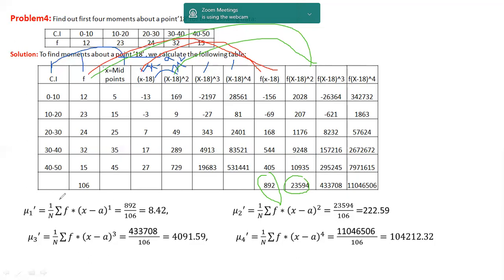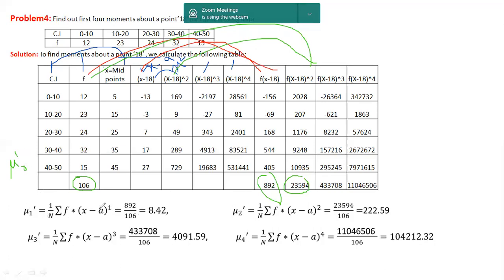After getting all these things, we know how to get the raw moments. The respective formula to get the raw moments is summation of f into x minus a whole power of r, by capital N, where capital N is the sum of all frequencies. Here the sum of all frequencies is 106. Raw moments we denote with mu r dash, where r represents the moment level. If you take r equals 1, that gives the first moment. If you take r equals 3, that provides the third moment.